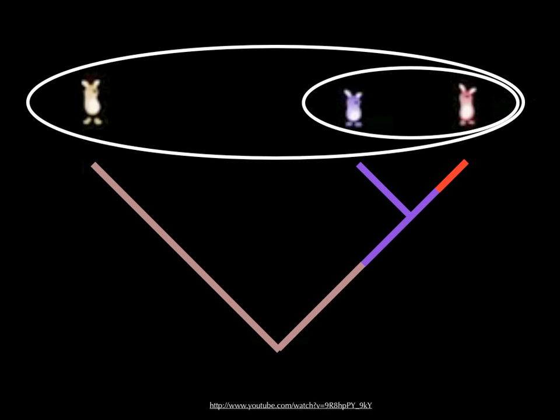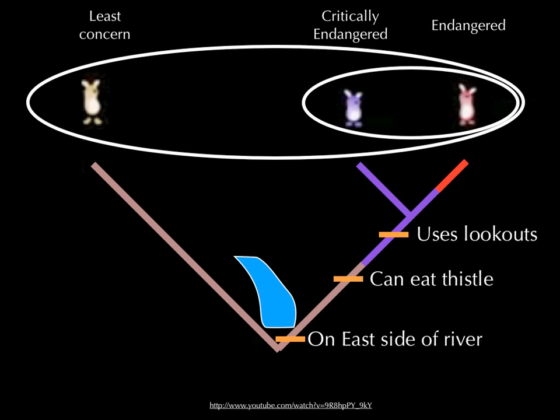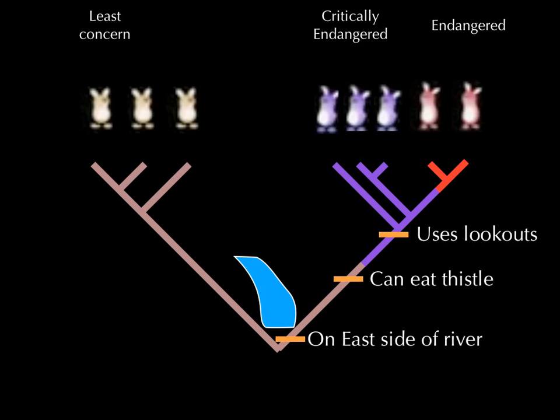Okay, I'm thinking of conserving, and we have their endangered levels: least concern, critically endangered, endangered. Okay, least concern doesn't mean we don't care for the species, it means we're not worried about them going extinct very soon. And there are all these traits, right? So the ones out here on the east side of the river, these can also eat thistle. And these use lookouts, right? And you might have many species like this.